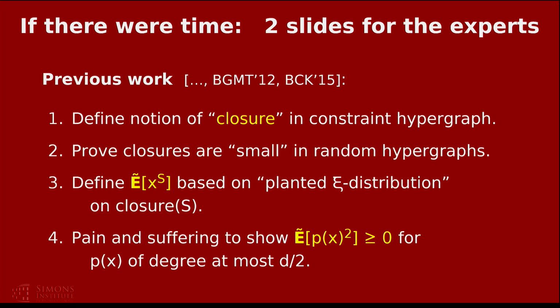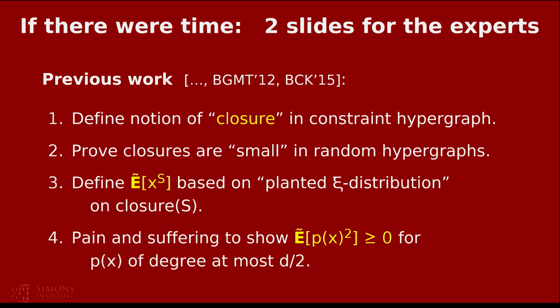Okay, again, if you're an expert, like T or whoever, they've done stuff like this in the past, and here's the plan always. You define a notion of a closure in a constraint hypergraph, and then you prove that the closures are small in random hypergraphs. Then you define this pseudo-distribution's moments on small sets of variables S based on a planted distribution coming from this psi. And finally, the pain and suffering is showing that it satisfies this positive semi-definiteness condition, that it gives a non-negative expectation to all squared polynomials of low degree.